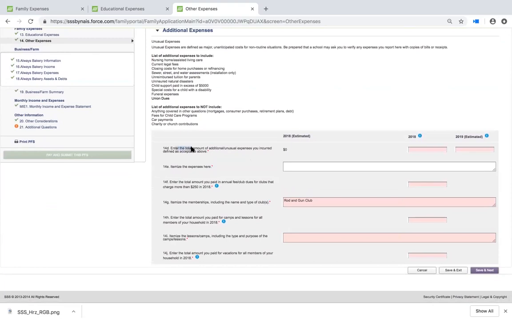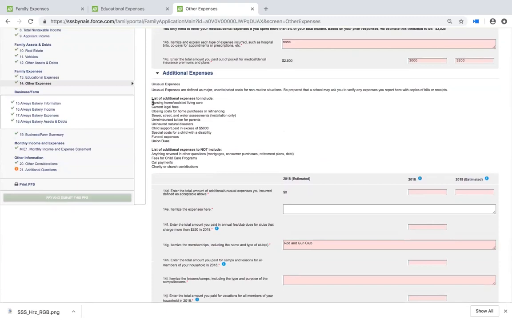14D asks for the total annual amount of additional unusual expenses incurred, defined by what's acceptable above. So let's look at this list here. This list are the acceptable additional expenses. And then there's a list of non-acceptable expenses. As a rule, these should be non-discretionary expenses, things that your family could not avoid but did have to pay. In our case, we're going to document $5,100.